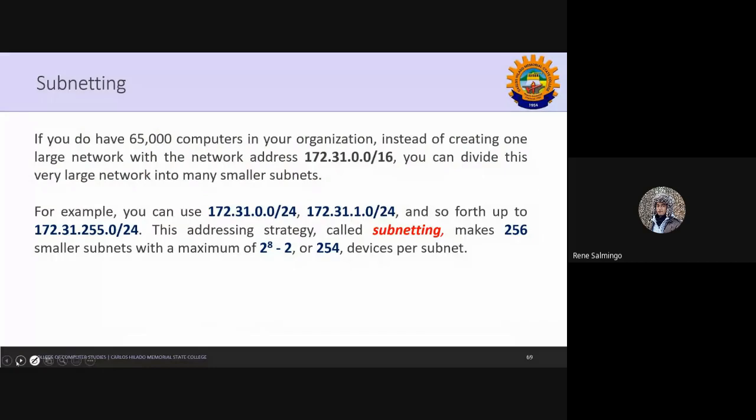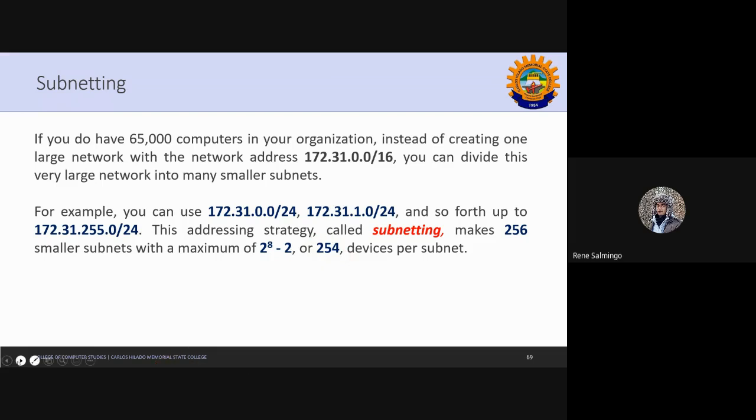So we will now go to our topic on subnetting. Now, for our lesson proper on subnetting, for example, if you have this number, 172.31.0.0/24, and you have this another example, up to 255. So this addressing strategy is subnetting. It makes 256 smaller subnets with a maximum of 254 devices per subnet. So these are the maximum number of subnets that we will have.